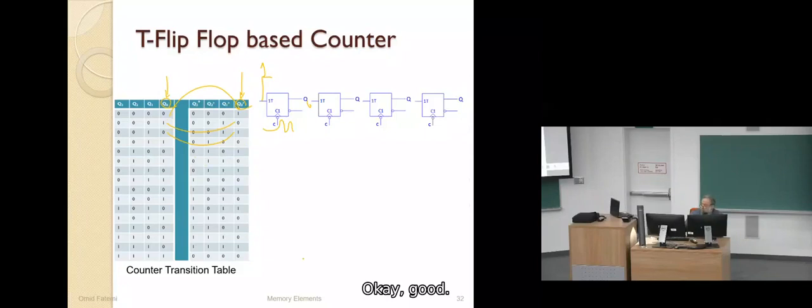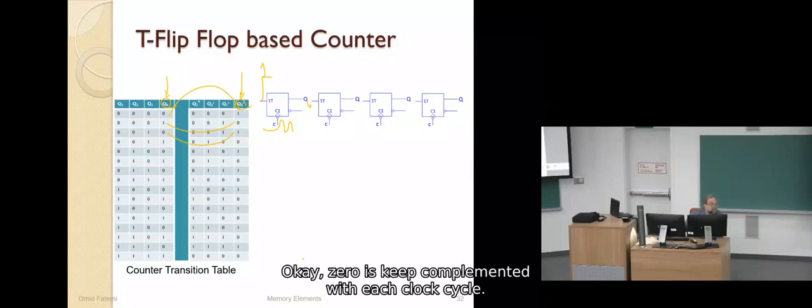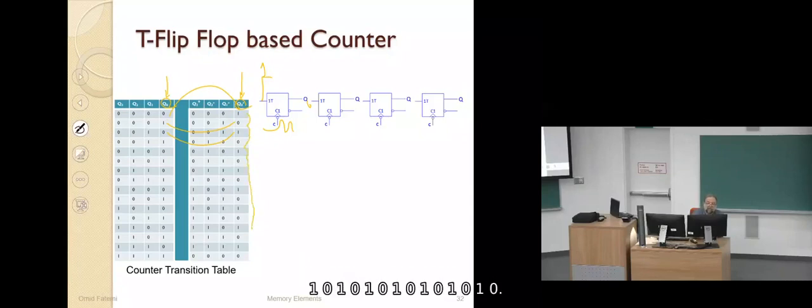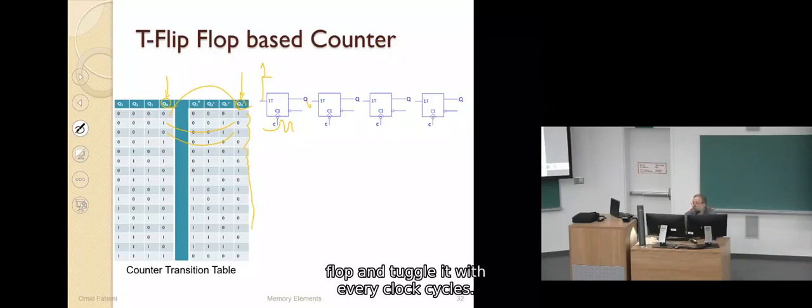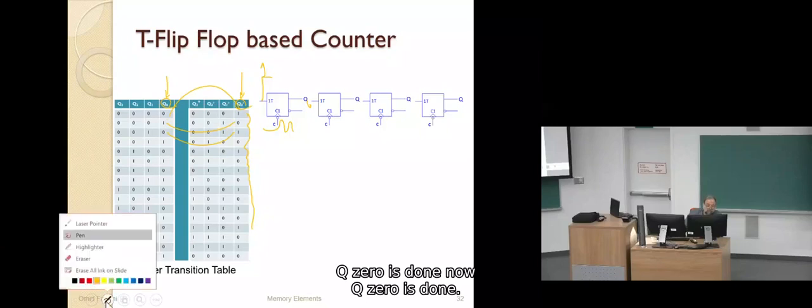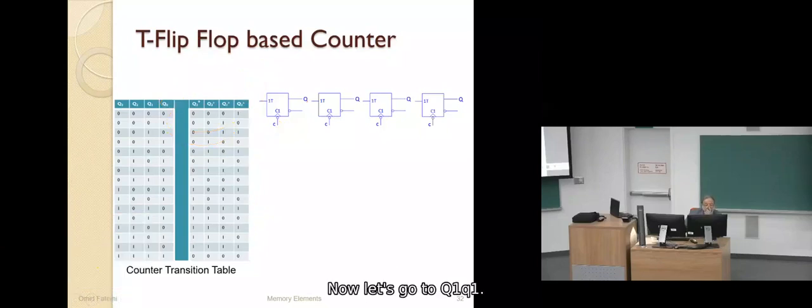Okay? Good. Any comments? Everybody? Okay, Q0 keeps being complemented with each clock cycle: 1 0 1 0 1 0 1 0. So we just use a T flip-flop and toggle it with every clock cycle. So Q0 is done. Now let's go to Q1.